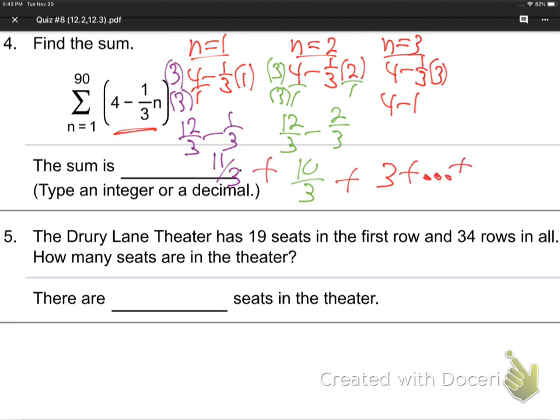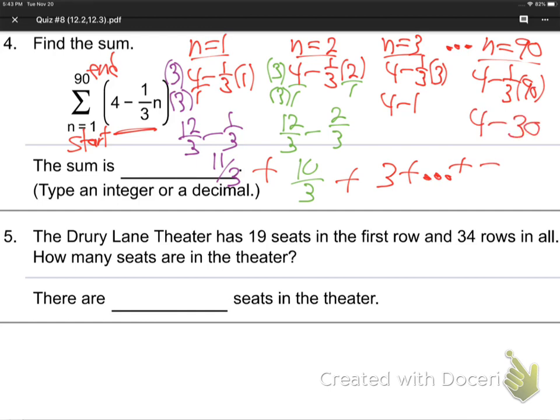Dot, dot, dot. What's the last one? Dot, dot, dot. n equals 90. We start at 1, end at 90. So plug in 90 there. We get 4 minus 1/3 times 90. 1/3 of 90 is 30. That's minus 26. Okay. So there's the sequence of numbers.